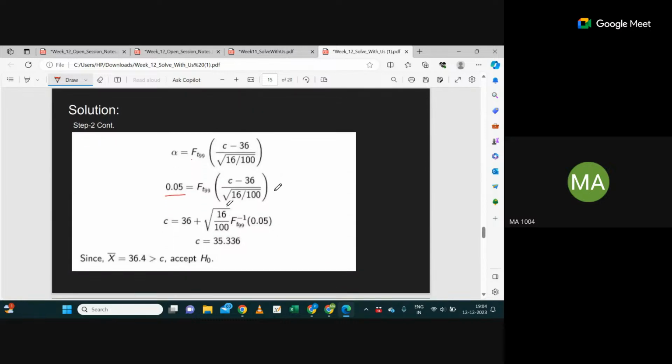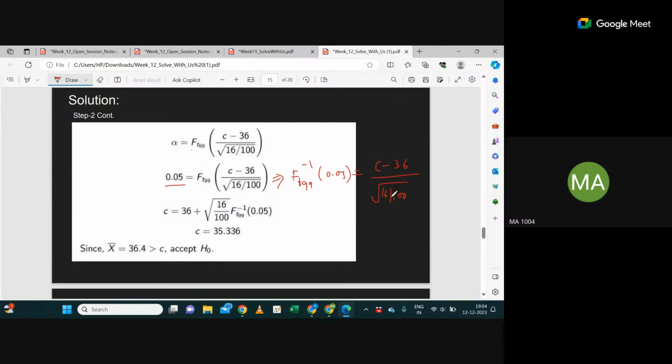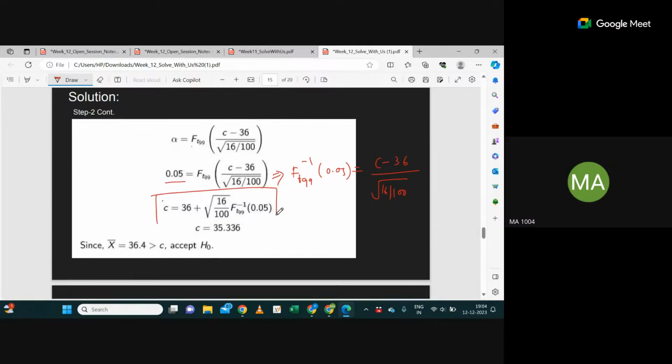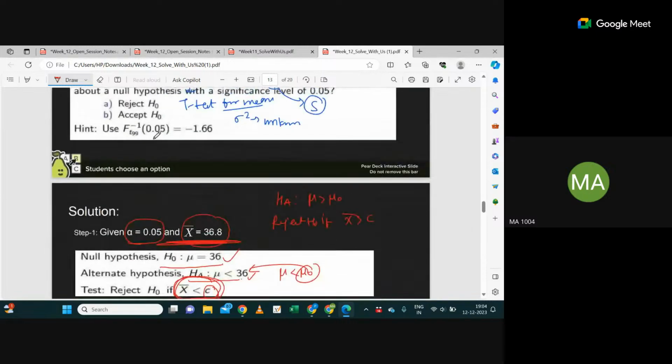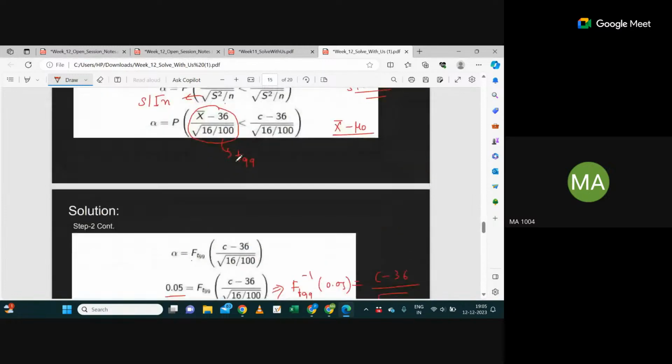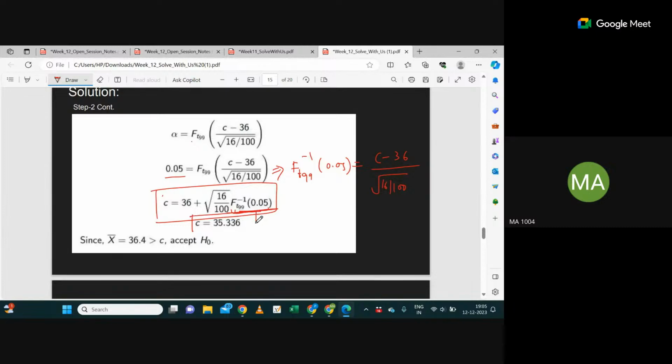So from here, F t99 inverse of 0.05 equals c minus 36 divided by square root of 16 by 100, right? Then I can find the value of c. In the question, this value of t inverse has already been provided. I put the value in, and we got the value of c as 35.336. Now x bar was 36.4, and c we got 35.336.